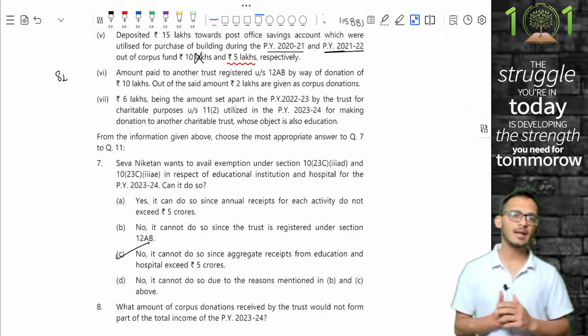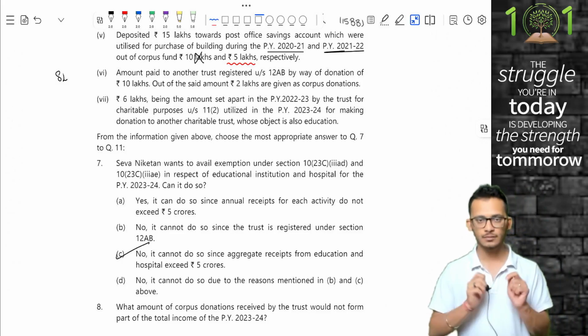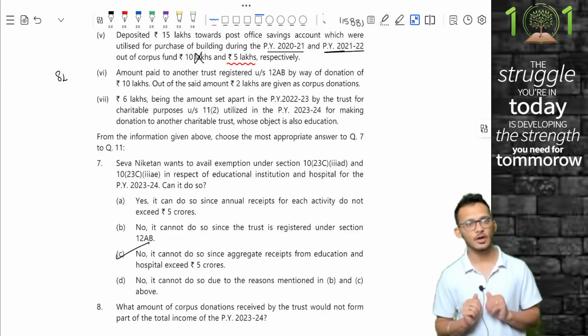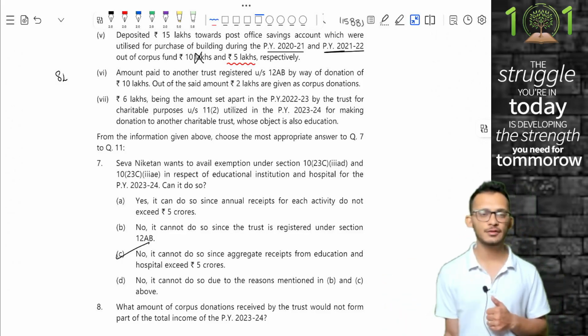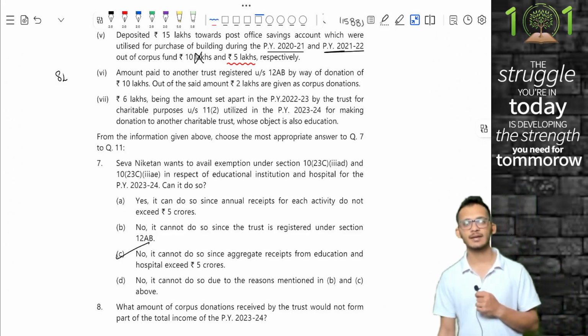Yes, provisions came and clarified that if you're going to set apart an amount and you're going to use it for specified purposes, it has to be used in a period of 5 years. But what this person has done is this person has not used this amount but directly given it as donation to someone else. That is a violation.